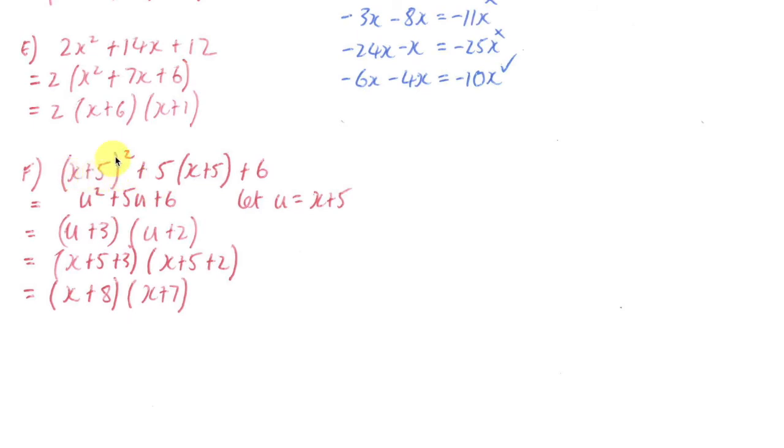Here I've got a bracket squared plus 5 lots of that same bracket plus 6. So I'm just going to make a substitution here. I'm going to let the bracket equal u. So u equals x plus 5. So I now have u squared plus 5u plus 6. So I want the factors of 6 so that when you add them together give me 5. So it's going to be u plus 3 multiplied by u plus 2. I now go back and say that u is equal to x plus 5. Collect like terms, and so it becomes x plus 8 multiplied by x plus 7.